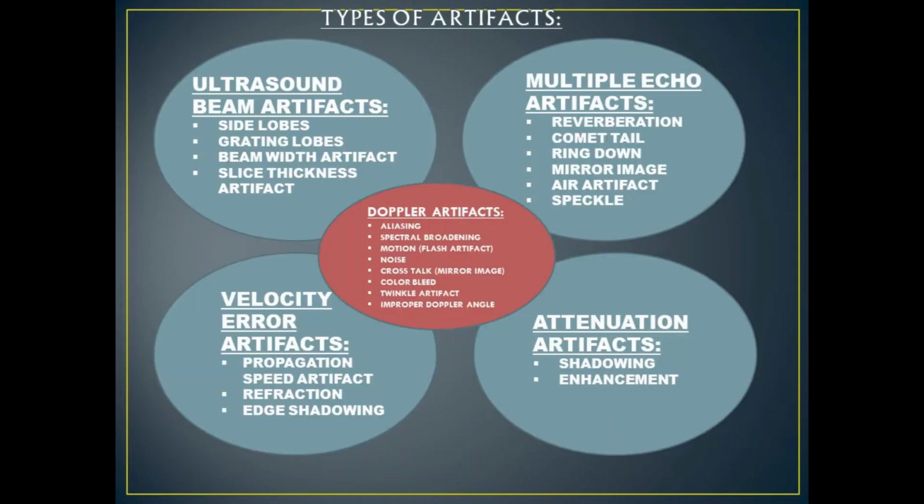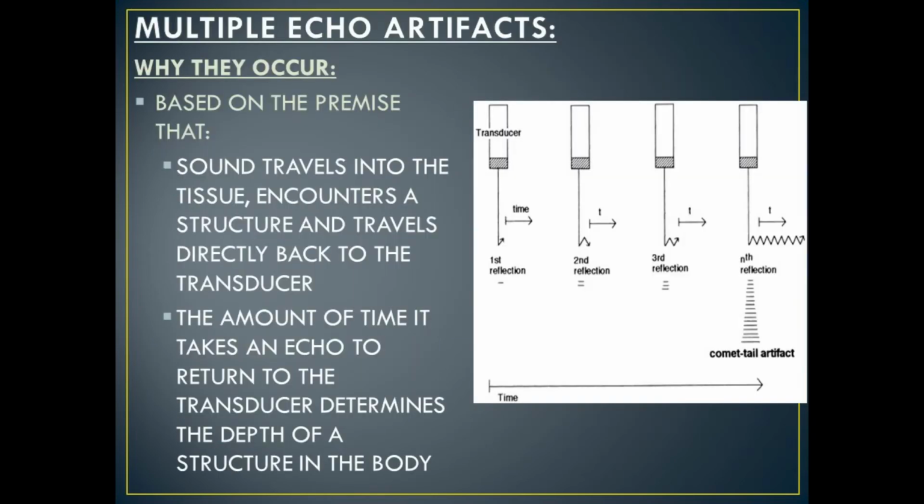There are 5 categories of ultrasound artifacts: ultrasound beam artifacts, multiple echo artifacts, velocity error artifacts, attenuation artifacts, and Doppler artifacts. Today we're going to discuss multiple echo artifacts, and these occur based on the premise that sound travels into the tissue, encounters a structure, and travels directly back to the transducer, and the amount of time it takes an echo to return to the transducer determines the depth of a structure in the body.